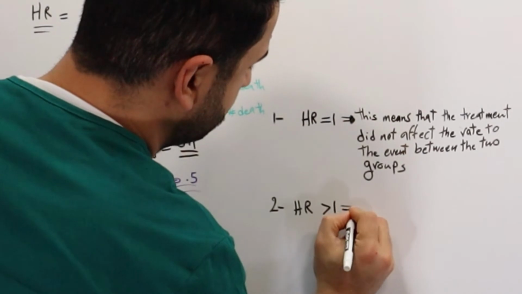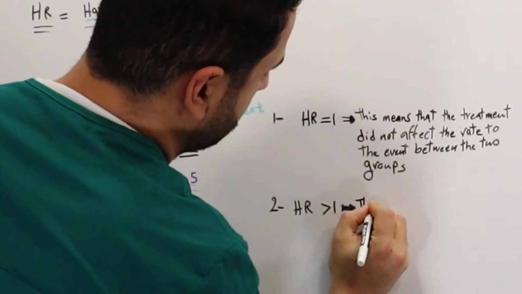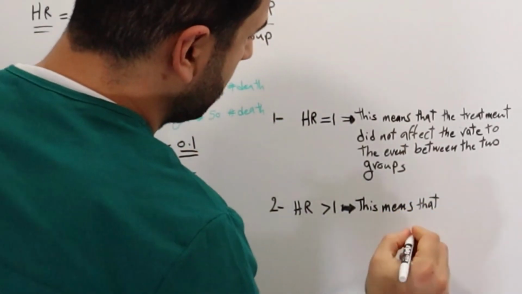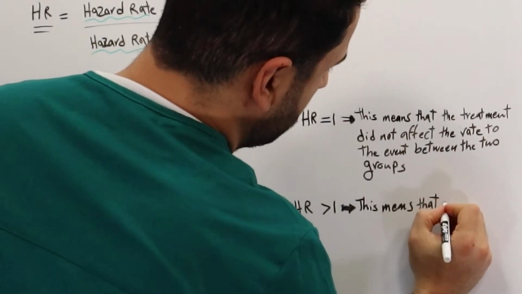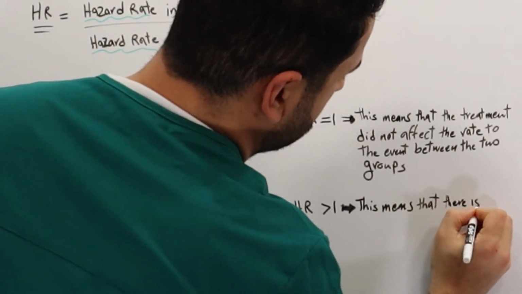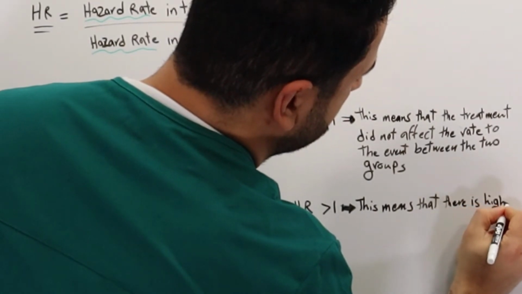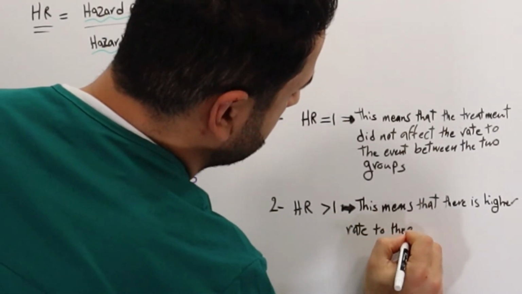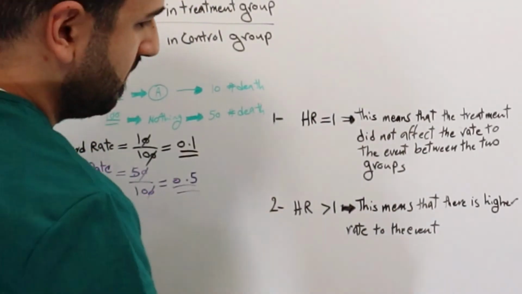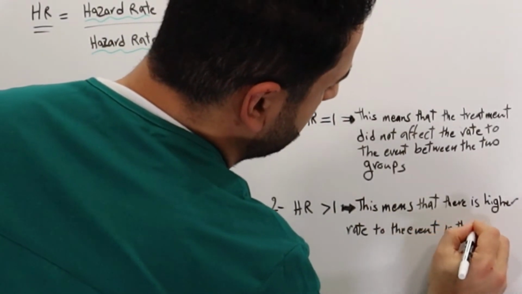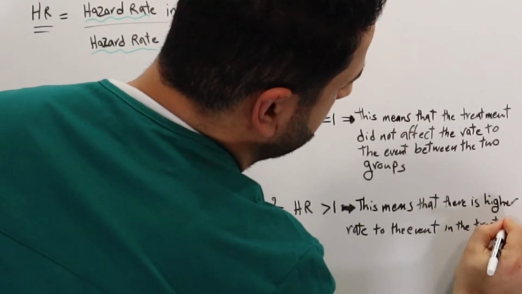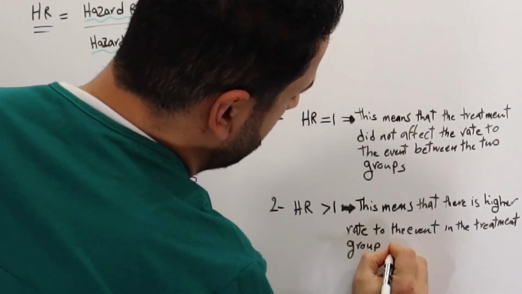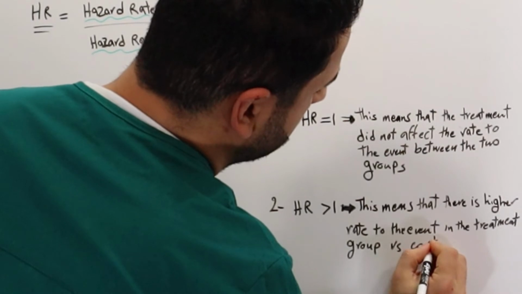So this means that there is a higher rate to the event in the treatment group versus control group.